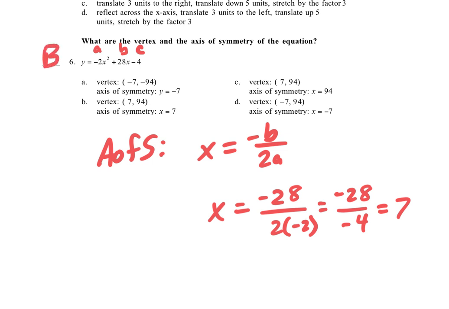If I had to find my vertex, I would take 7, I would plug it into this equation and see what my y value is. Okay, so just plug 7 in for x. So that's how you would get the y value in that case. But because we only have one answer that has the right axis of symmetry, it makes it a little bit easier. So if you can remember that formula, it should make that problem a little bit easier. 7's another graphing problem.